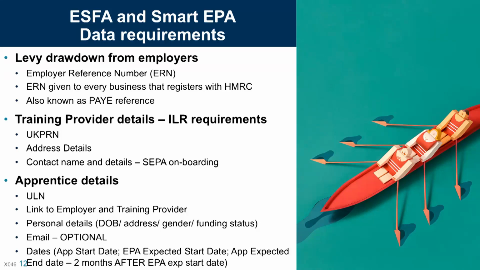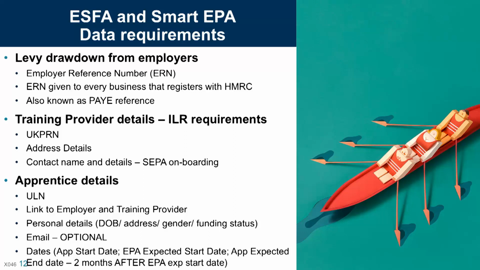We also need to link the employer and the training provider with the apprentice. We do collect personal details, and all of this information obviously goes into the ILR by default. So we do collect date of birth, address, gender, funding status for the apprentice. The email, as I mentioned, is optional. You can put in the training provider details if you want to access any information, especially the notification of results for the provider, but you can put in a dummy email address as well if you need to. And then the dates, as I was explaining, the dates are really important.